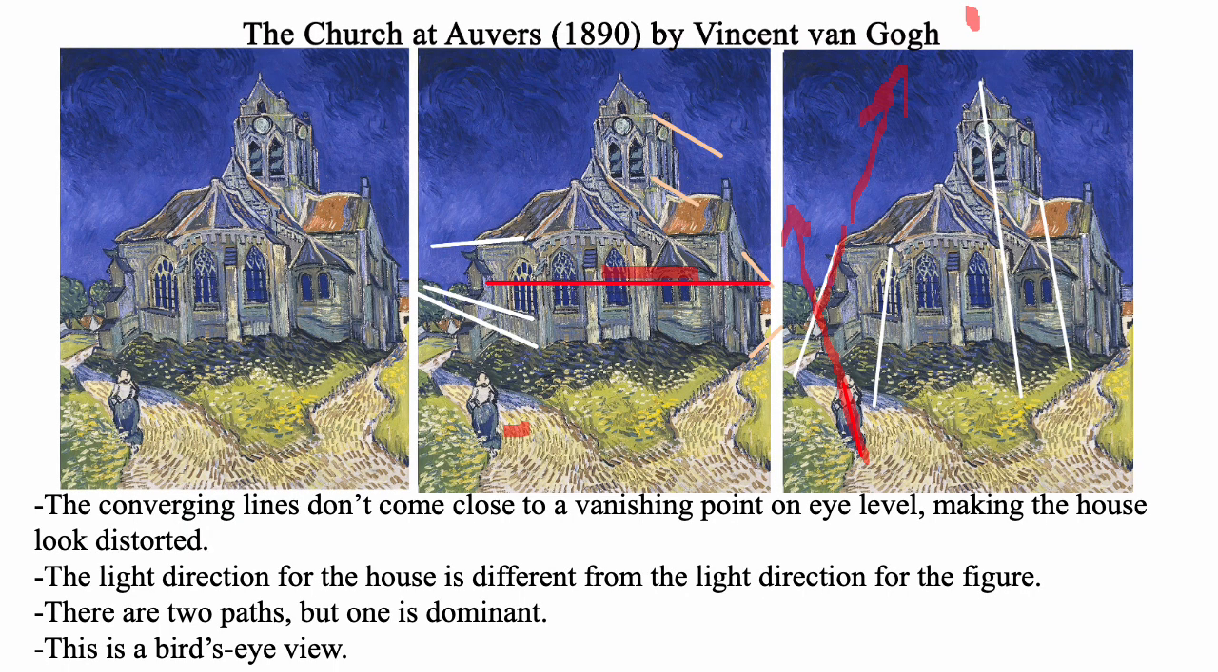Now, he violates the principle of composition by having two paths for the viewer to follow. But he makes one path dominant by having it contain the figure, the shadow, and a glimpse around the house.